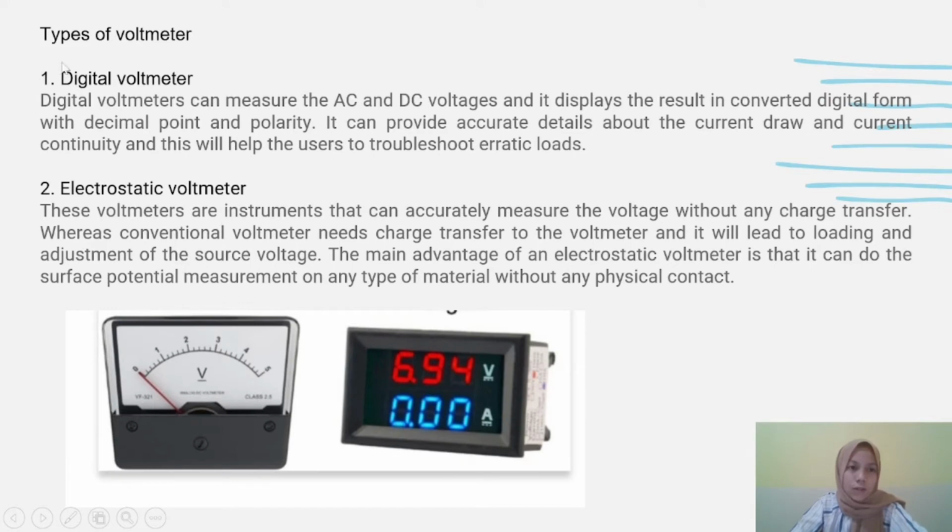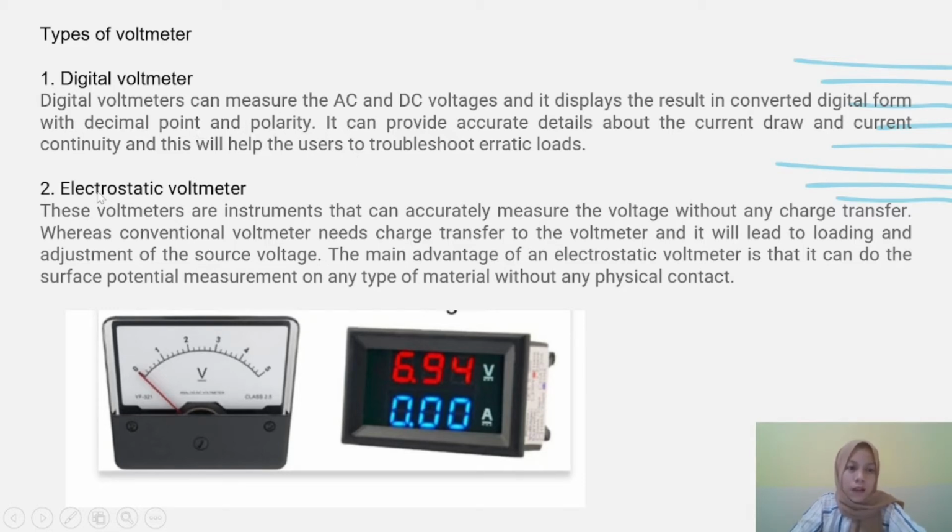There are two types of voltmeter. The first is the digital voltmeter. Digital voltmeters can measure alternating current and direct current voltage, and display the result in converted digital form with decimal point and polarity.